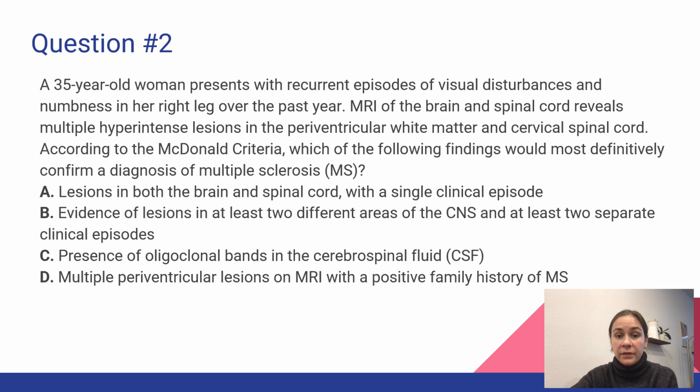For question number 2, a 35-year-old woman presents with recurrent episodes of visual disturbances and numbness in her right leg over the past year. MRI of the brain and spinal cord reveals multiple hyperintense lesions in the periventricular white matter and cervical spinal cord. According to the McDonald criteria, which of the following findings would most likely confirm a diagnosis of multiple sclerosis? A, lesions in both the brain and spinal cord with a single clinical episode. B, evidence of lesions in at least 2 different areas of the CNS and at least 2 separate clinical episodes. C, presence of oligoclonal bands in the cerebral spinal fluid. Or D, multiple periventricular lesions on MRI with a positive family history of MS.